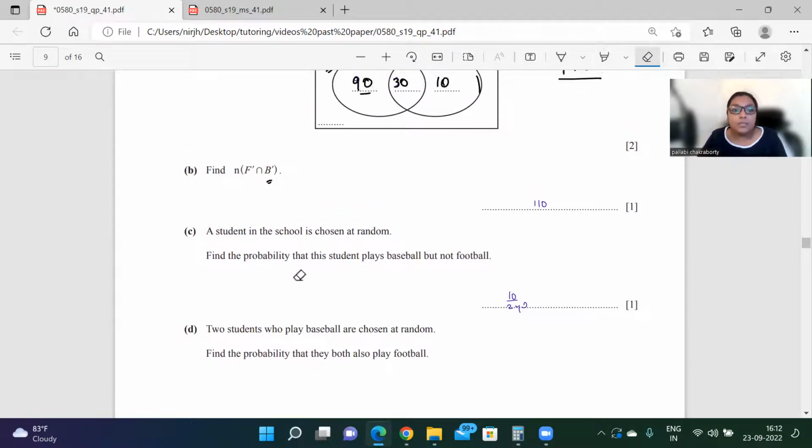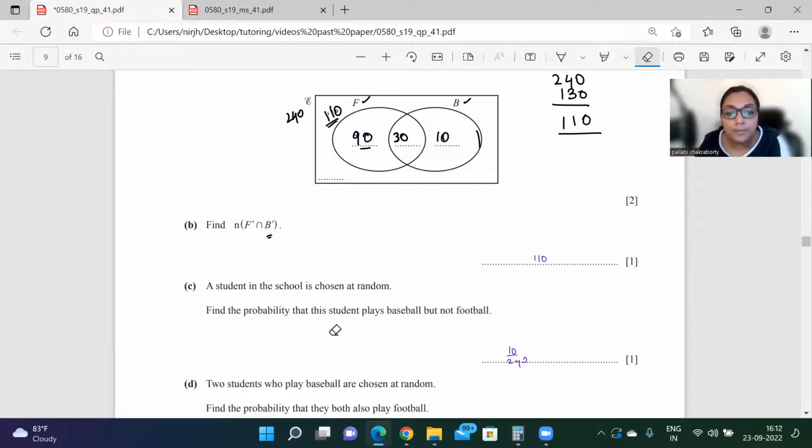Now, the next question. A student in the school is chosen at random. Find the probability that this student plays baseball, but not football. So baseball, not football means we are talking about these 10 students. So what will be the probability? Again, by the same definition of probability, that is number of favorable outcomes, 10, by total number of outcomes. It says a student in the school is chosen at random, so the total number of students is 240. So this will be 10 by 240 and that will be your answer.